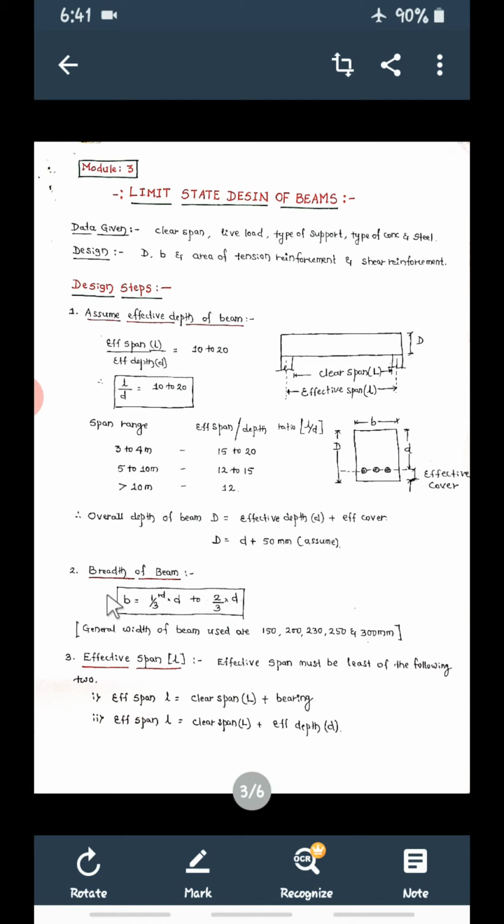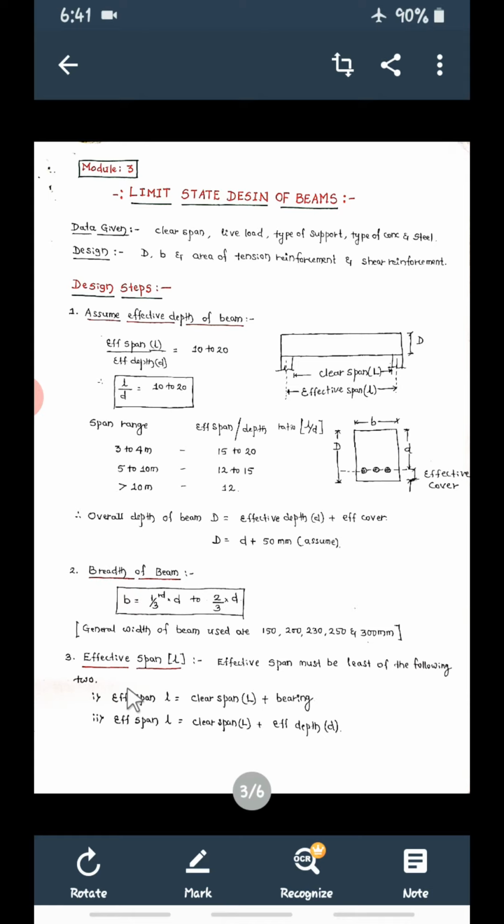So calculate, we will get the small b. So general width will be what? 150 mm or 200 mm, 230 mm, 250 mm or 300 mm. So any value you can provide as b. If you can calculate this, or directly out of this, any one dimension you can take as the width of the beam.